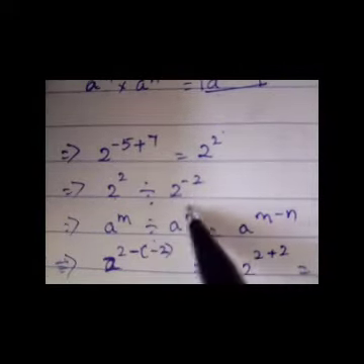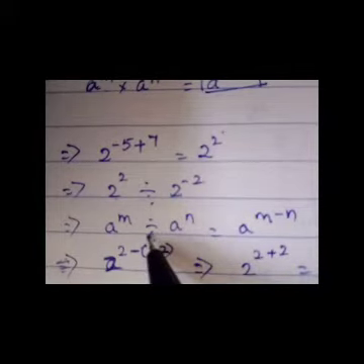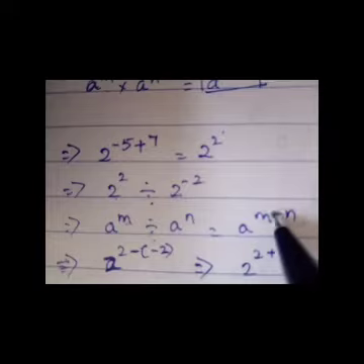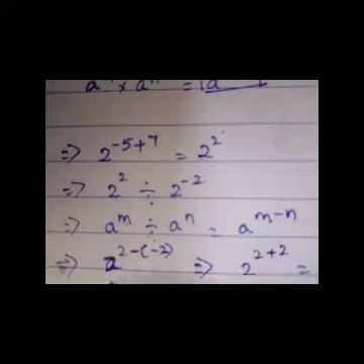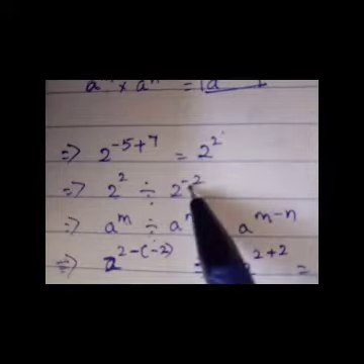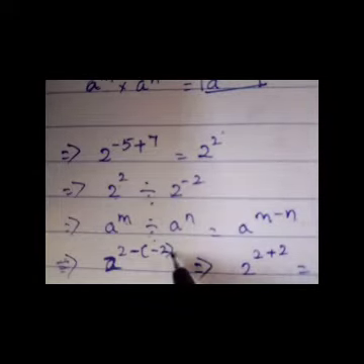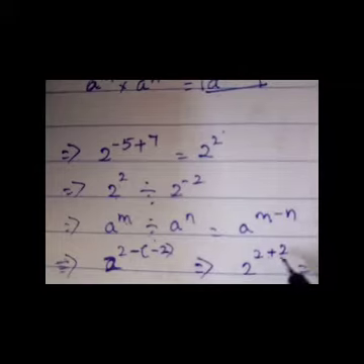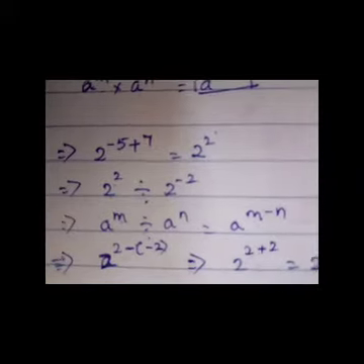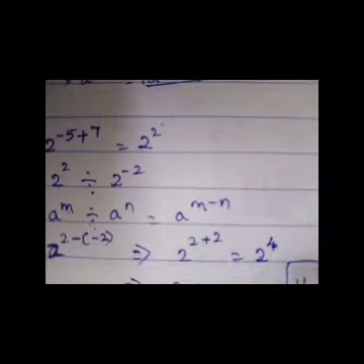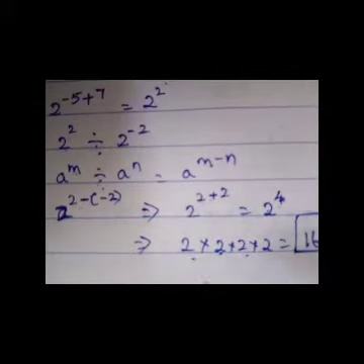If you divide it, what rule is it? It is the quotient rule. Quotient rule means you have to subtract the powers, m minus n. Therefore, 2 power 2 minus, here the power is minus 2, and you know very well the number should not have two signs. So minus into minus is plus. 2 power 2 plus 2 is 4. As the power is 4, you have to multiply the base 4 times. 2 2s are 4, 4 2s are 8, 8 2s are 16.